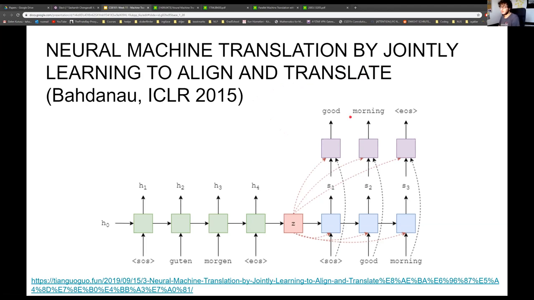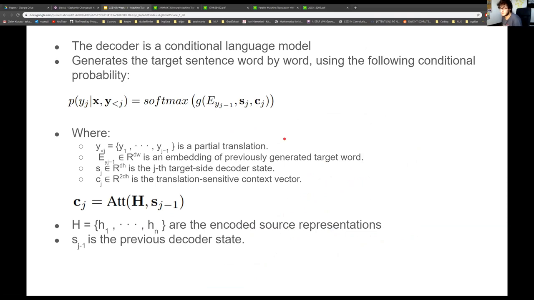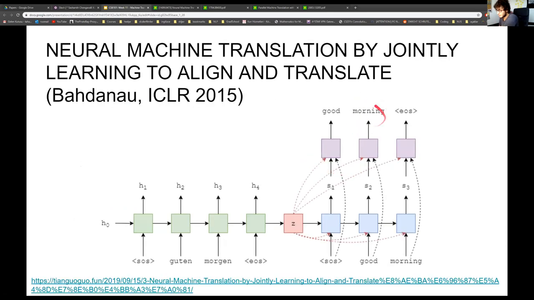It's basically an update to the basic encoder decoder model with the attention mechanism in the middle, as you can see. This model has a decoder that's a conditional language model, and it generates a target sentence word by word using the following conditional probability. The right hand side of this equation consists of three things. Those are the E of y_{j-1}, which is the embedding of the previously generated target word. If you're generating, for example, morning, then your E would be the embedding for good.